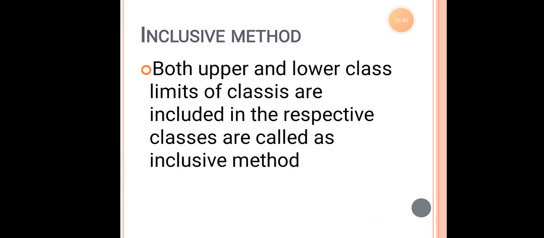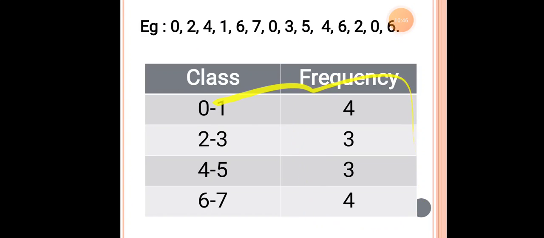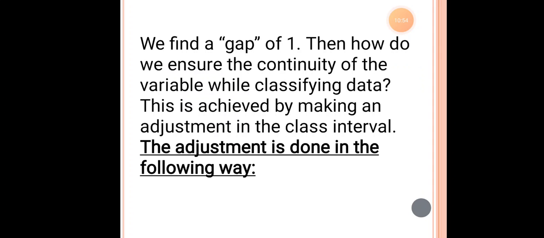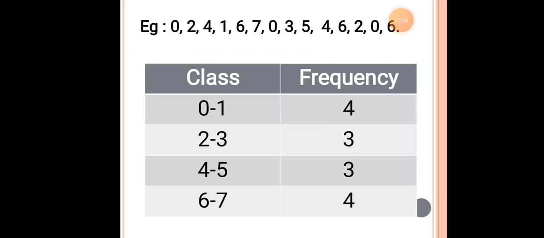What does the inclusive method tell? Both the upper and lower class limits are taken into consideration for the frequency distribution. But here there is no continuity. So how can you make continuity among these two classes? It can be made. First, we need to find the gap. So what is the gap? The gap between the upper limit of the first class and the lower limit of the second class.